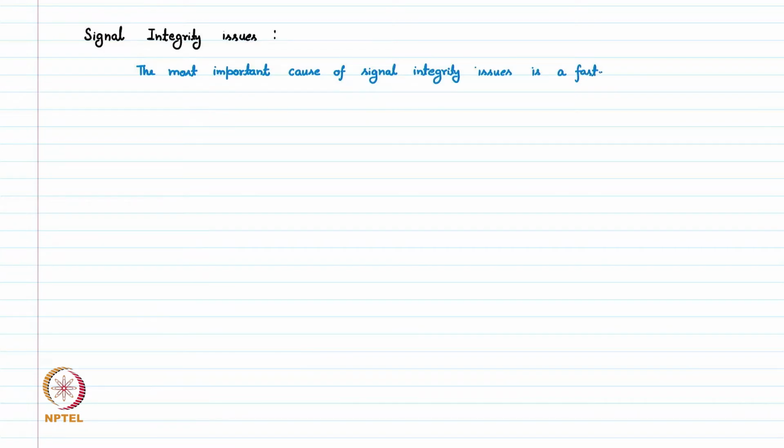Is a faster rise fall times. So how do these fast rise fall times actually create signal integrity issues?